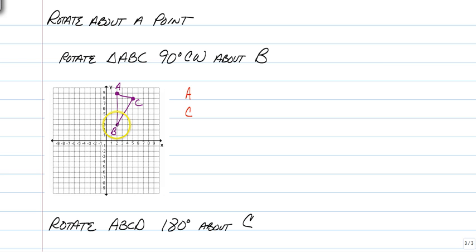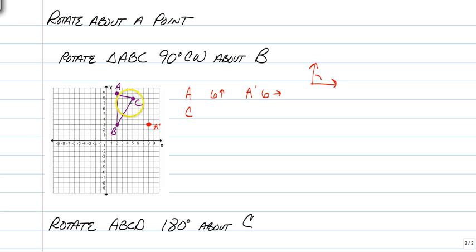So from B, A is 6 units up. So if we were to rotate up 90 degrees clockwise, that's now going to be pointing right. So A prime is now going to be 6 units to the right of B. So 1, 2, 3, 4, 5, 6 units to the right, we now have our A prime.